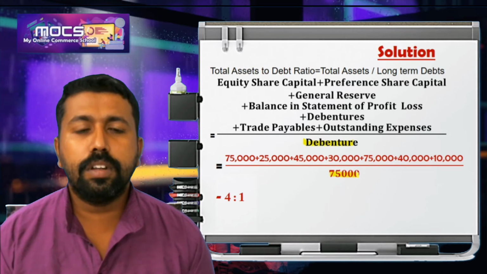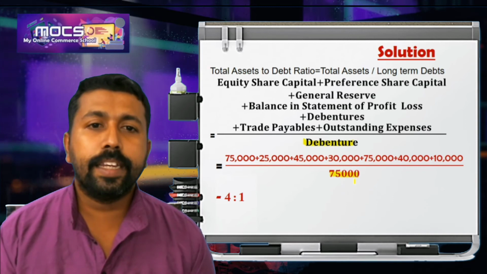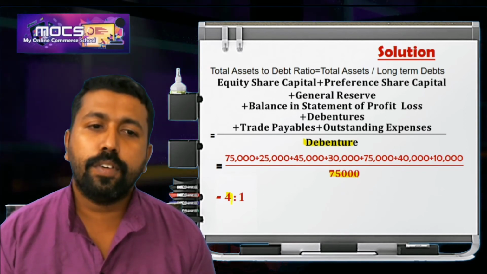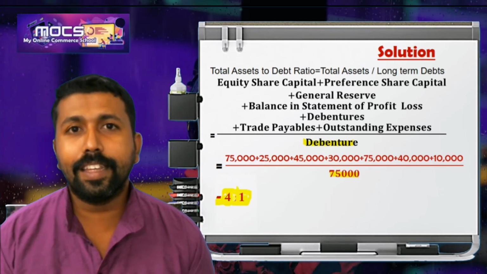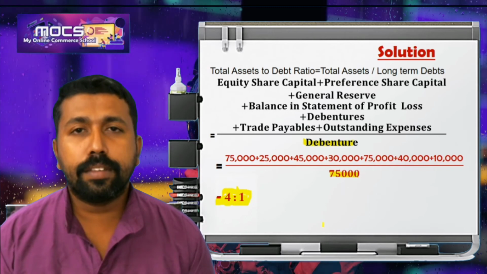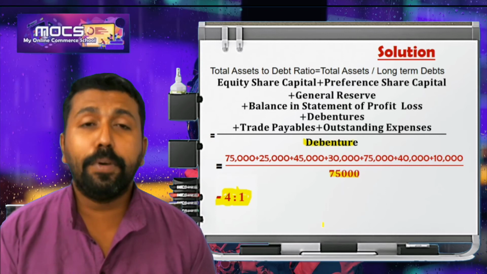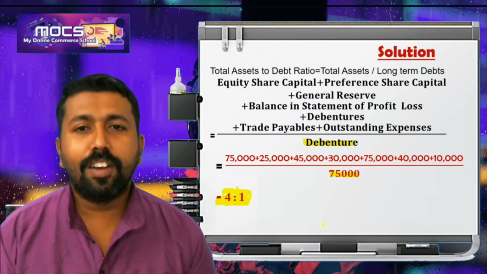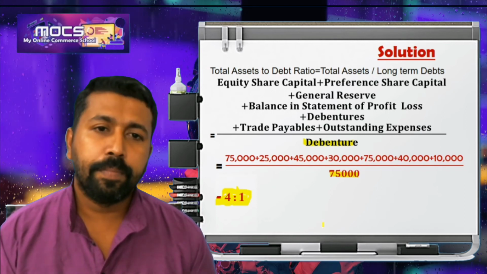So total value of asset will be divided by only one item, the value of debenture. We will get 4:1 as the ratio of total asset to debt ratio. That means we have enough amount of asset to pay the amount of long-term liability, rupees 75,000.